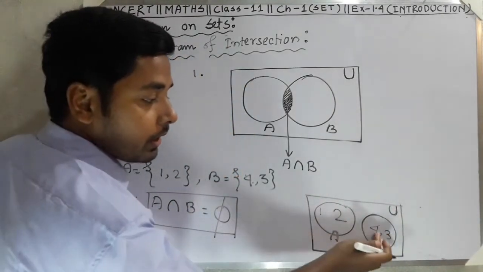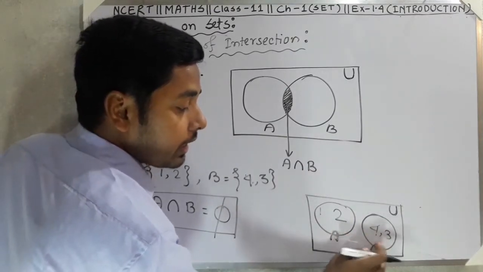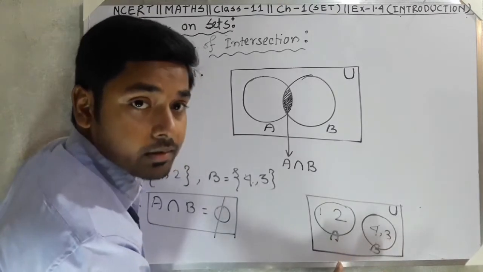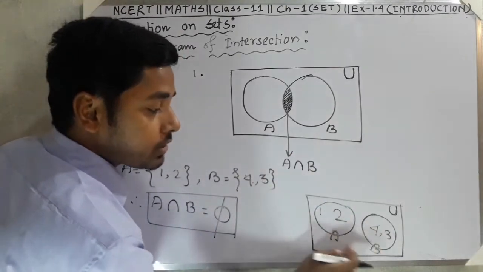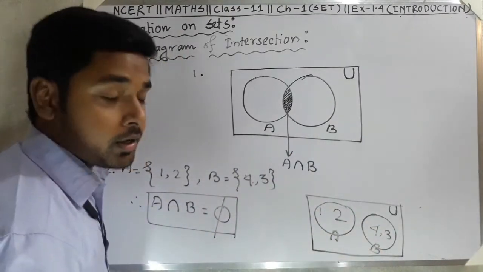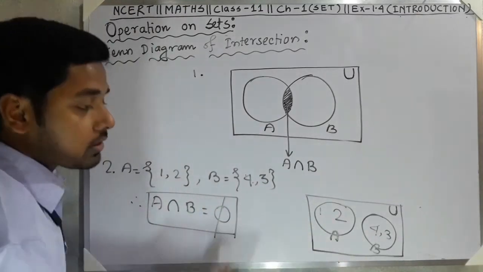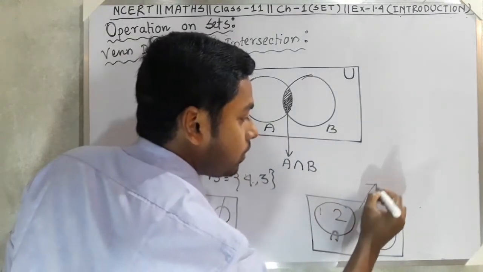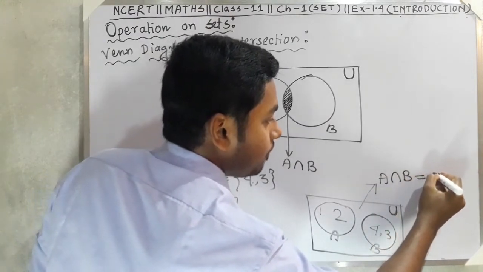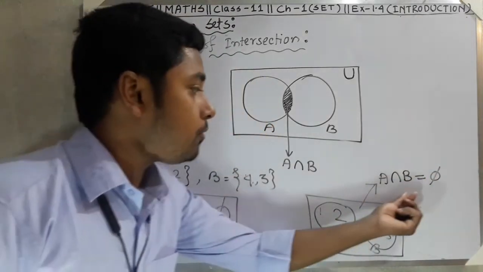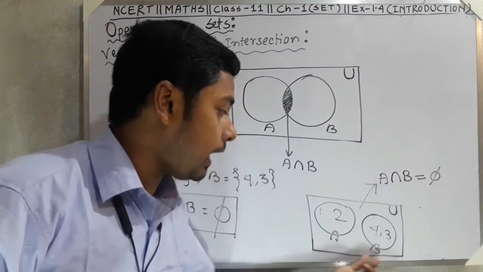So 1 and 2 here and 4 and 3, the two sets are not having any common point. So A and B will be totally separated. These two sets are not having any common portion. So how to represent that? Here you have to tell directly that A intersection B is equals to the empty set, because the empty set means no element, that means no common portion for A and B.